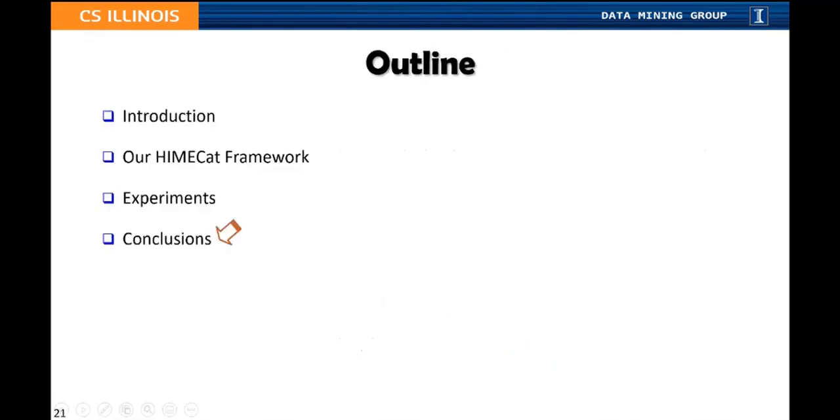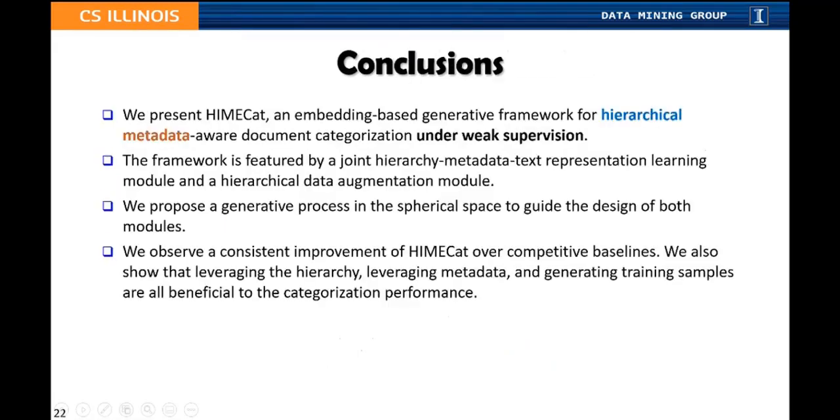So to conclude our work, we present HiMCAT, an embedding-based generative framework for hierarchical metadata-aware document categorization under weak supervision. The framework is featured by a joint hierarchy-metadata-text representation learning module and a hierarchical data augmentation module. And we propose a generative process to guide the design of both modules. Also, we observe a consistent improvement of HiMCAT over competitive baselines.